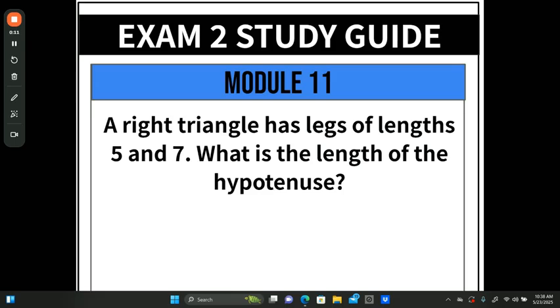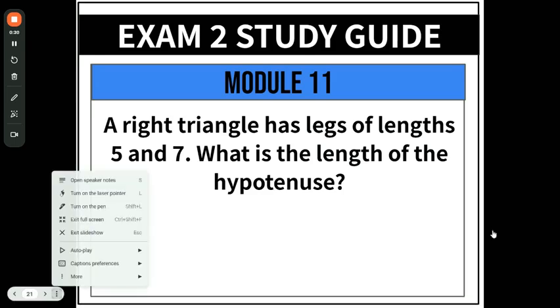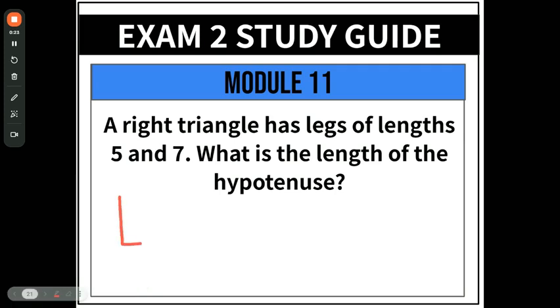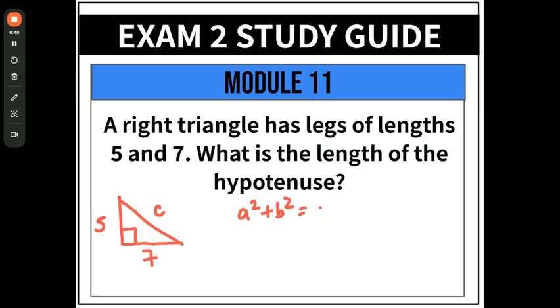It says a right triangle has leg lengths of 5 and 7. What is the length of the hypotenuse? Okay, so a right triangle has two leg lengths of 5 and 7. Now the hypotenuse, by definition, is going to be the longest side of a triangle, so this is going to be the one we're going to find. And since we know that this is a right triangle, we know that we can use the Pythagorean theorem. I'm going to write this formula out here for you, but this is going to be on your formula chart as well, so no need to commit it to memory.